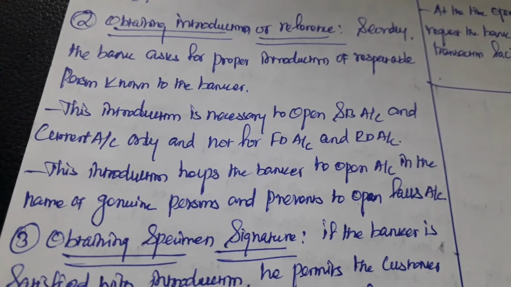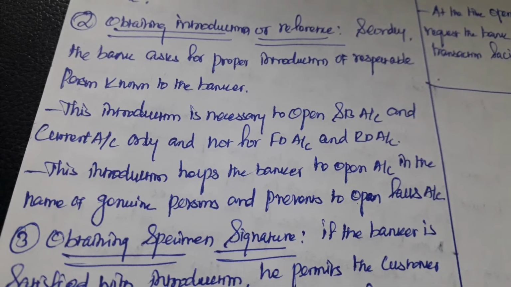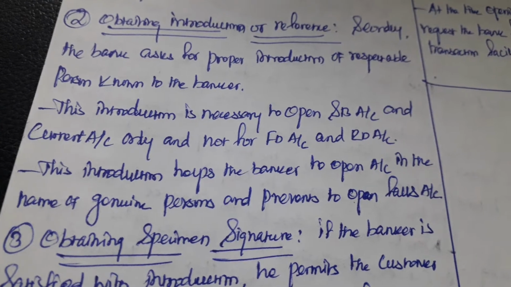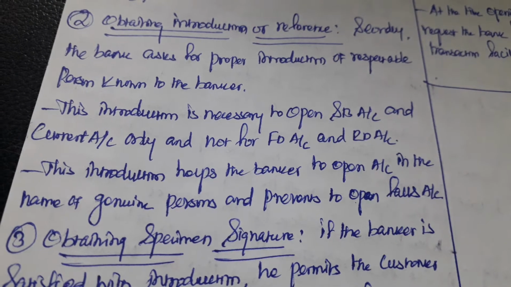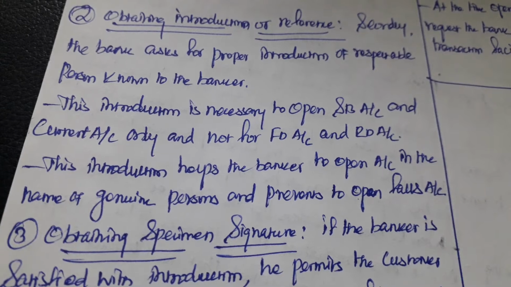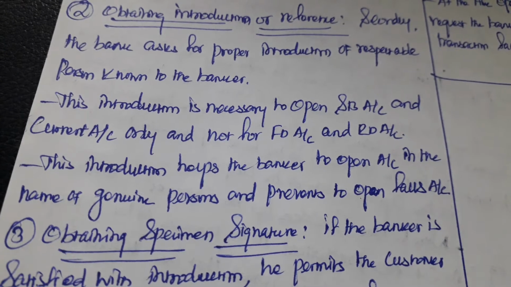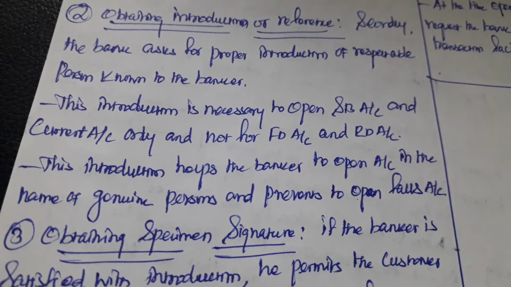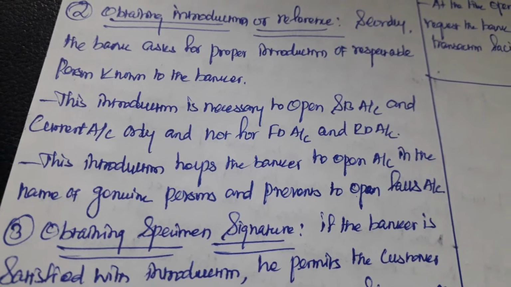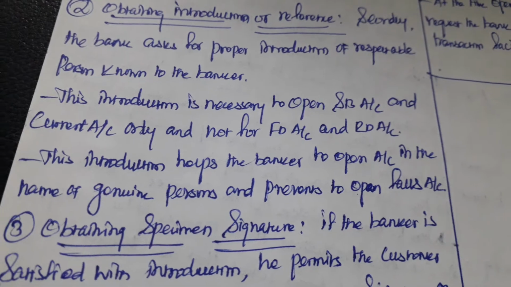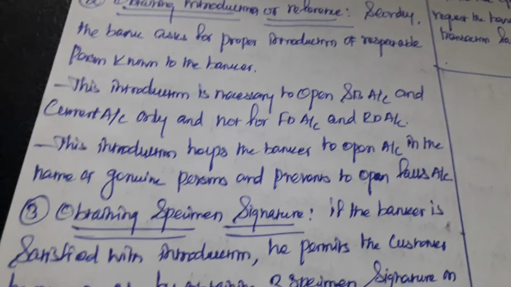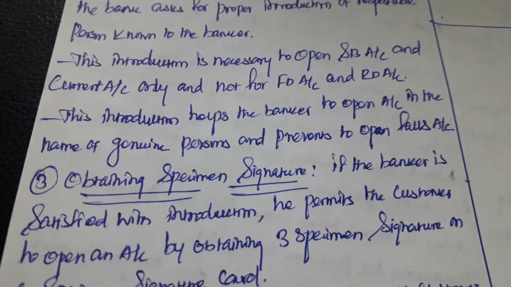This procedure especially prevents criminal activities, because whenever criminal people come to the bank to open an account, the banker will get complications. So to prevent that, the banker asks the customer to introduce a well-known, respectable person.